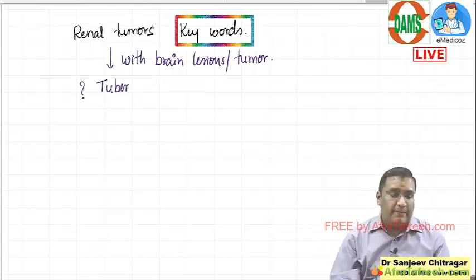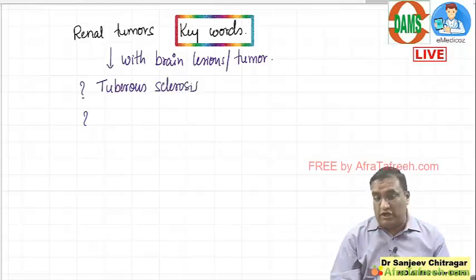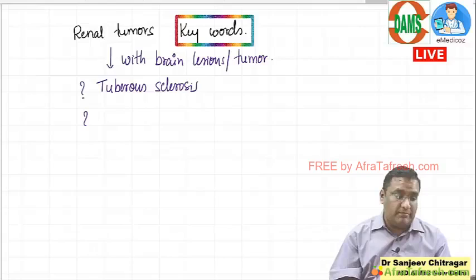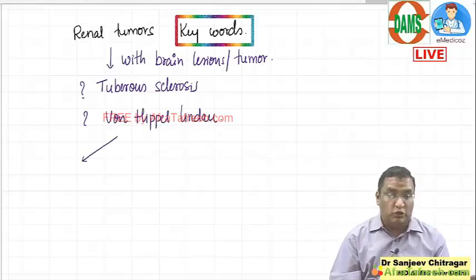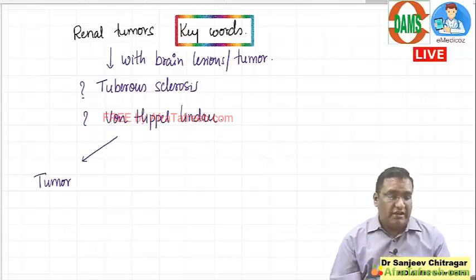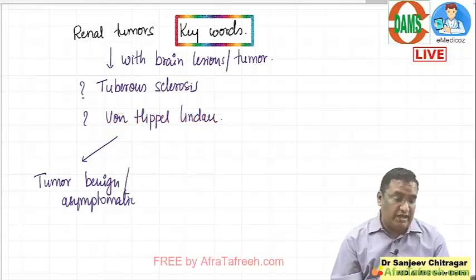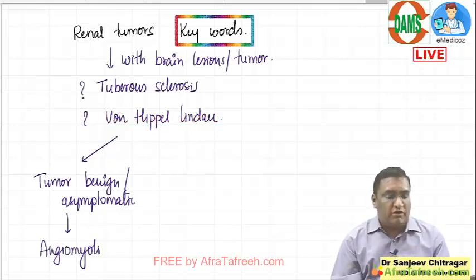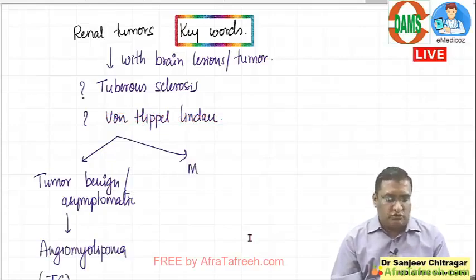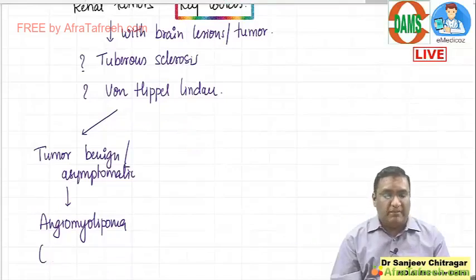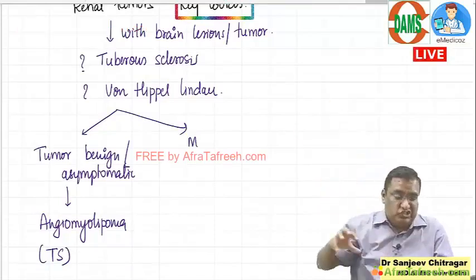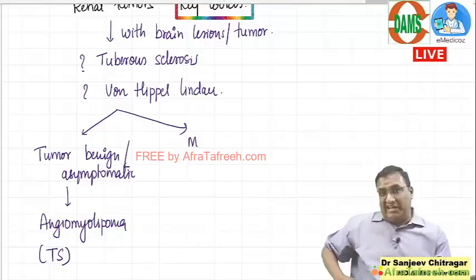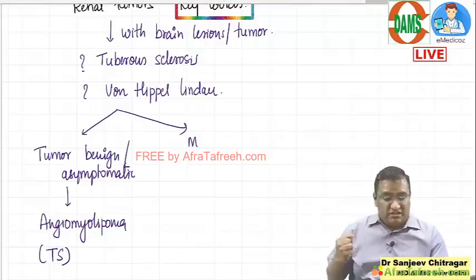So first query, is it associated with tuberous sclerosis? That will also involve the brain. There will be lesions in the brain, and it can also be associated with von Hippel-Lindau syndrome, which also will have tumors in the brain. So very important, if it is tuberous sclerosis, that is history suggestive of a benign tumor or asymptomatic renal tumor, suspect angiomyolipoma, which is associated with tuberous sclerosis. So the patient will have CNS manifestations, multiple tubers in the brain, so seizures, etc. will be the manifestation, and angiomyolipoma will be there in the kidney, an asymptomatic, incidentally detected mass in the kidney.